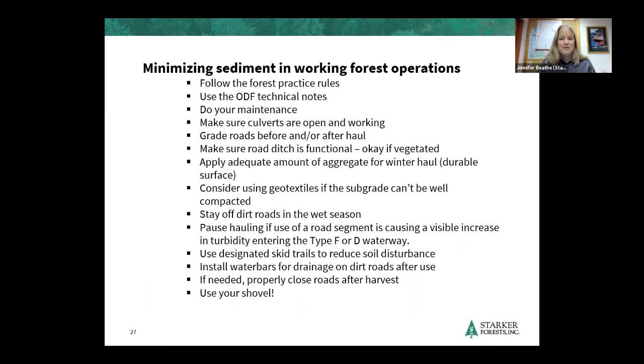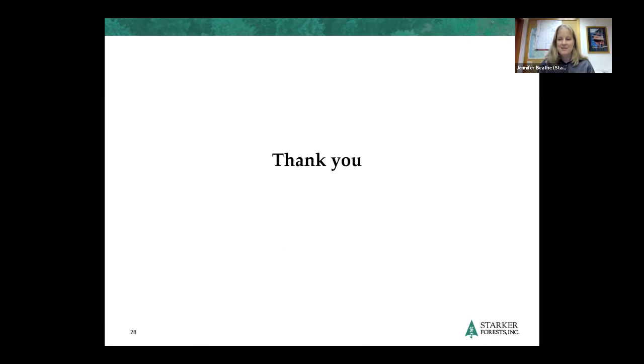Make sure to follow the forest practice rules, use the ODF technical notes, make sure to do your maintenance. Don't be afraid to use shovels. You don't always need equipment for everything. Grade your roads, make sure your ditches are functional. Consider using geotextiles if needed. Stay off your dirt roads in the wet season. Pause your hauling if the weather's too wet. Use designated skid trails to reduce the disturbance. And properly close your roads after harvest. So that's it.